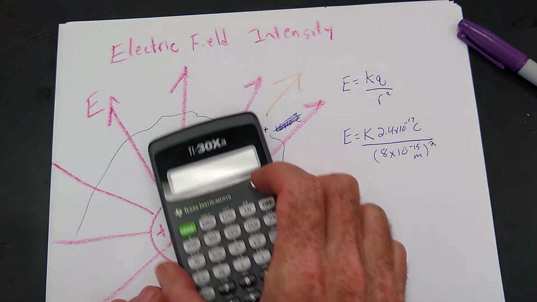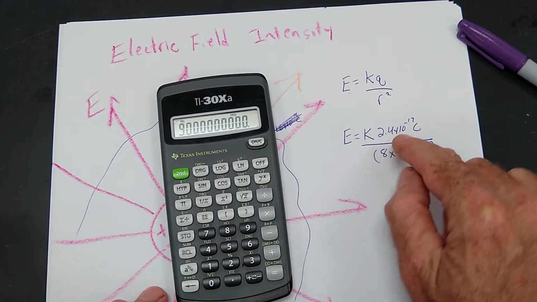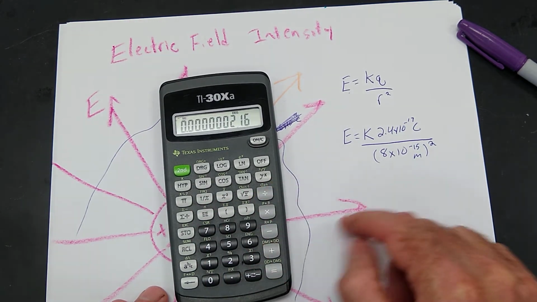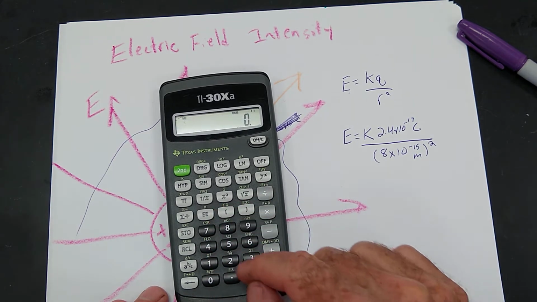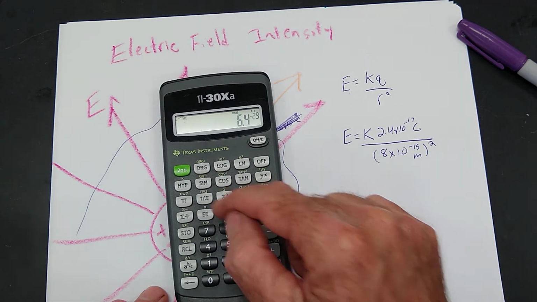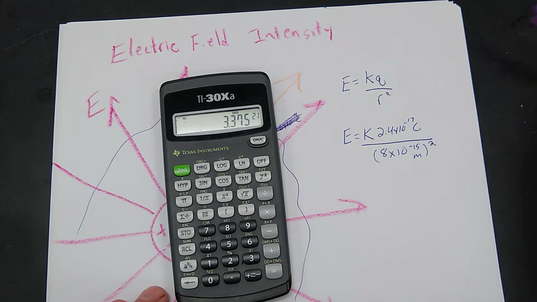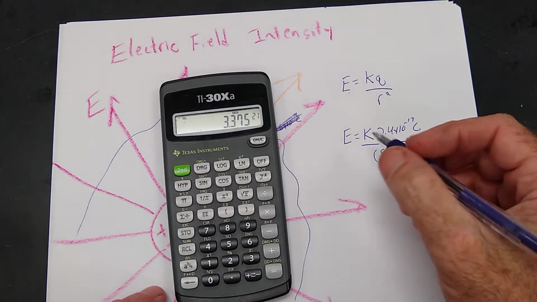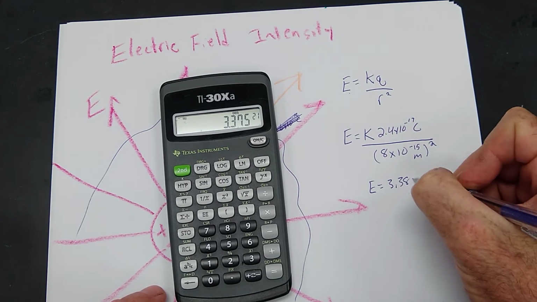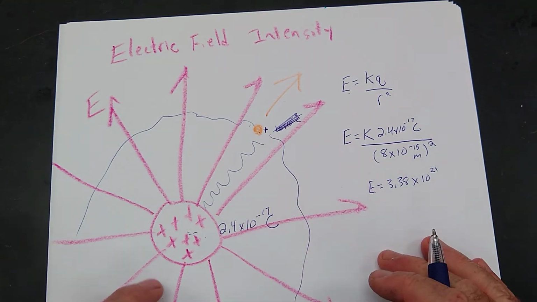Okay, let's see what you got. Now I'm going to try it. The electric field intensity is equal to 9E9 times 2.4E-17, divided by, and I'm going to put this in parentheses, 8E-15. Then we have to square that, and then boom. So the electric field intensity here, we get a number that is 3.38 times 10 to the 21st. And you'd be like, okay, Mr. Perkins, I can do the math, but what does that mean?